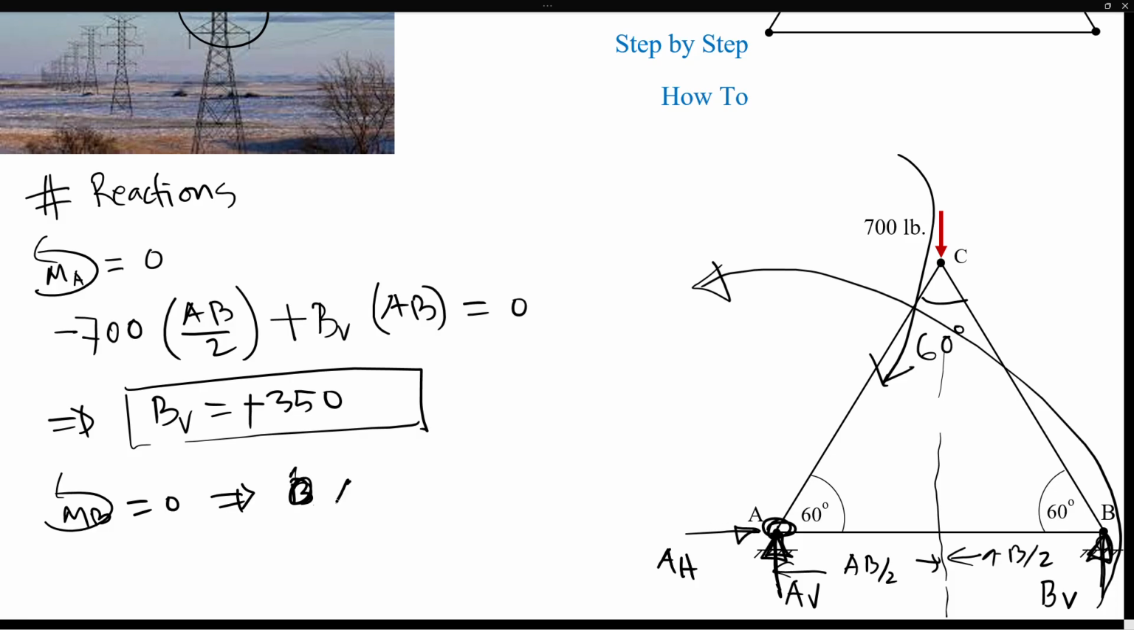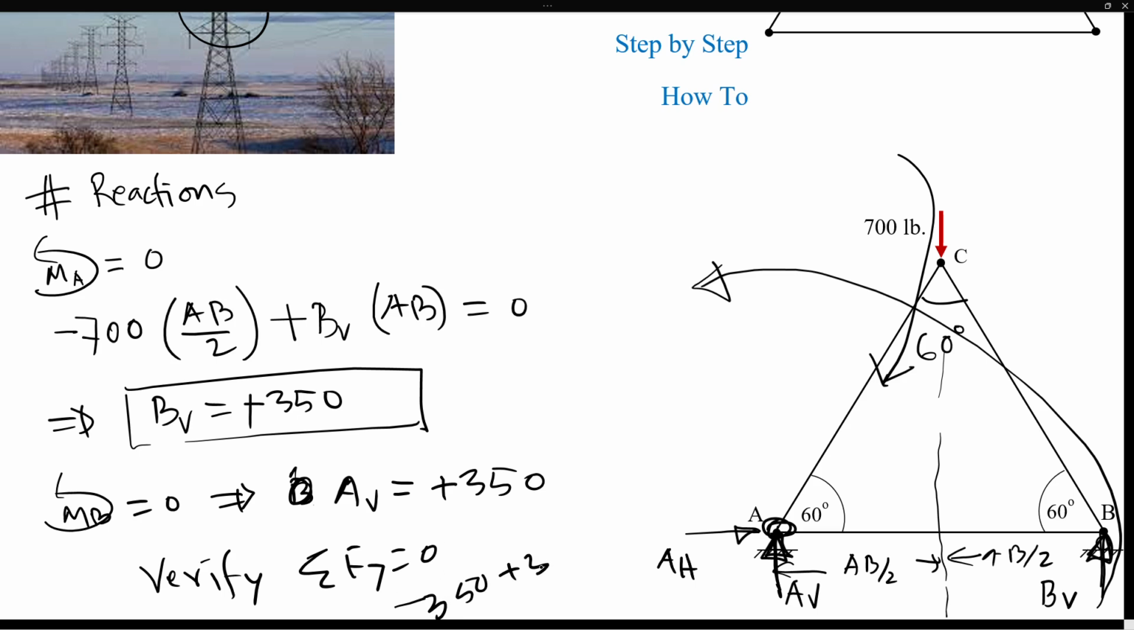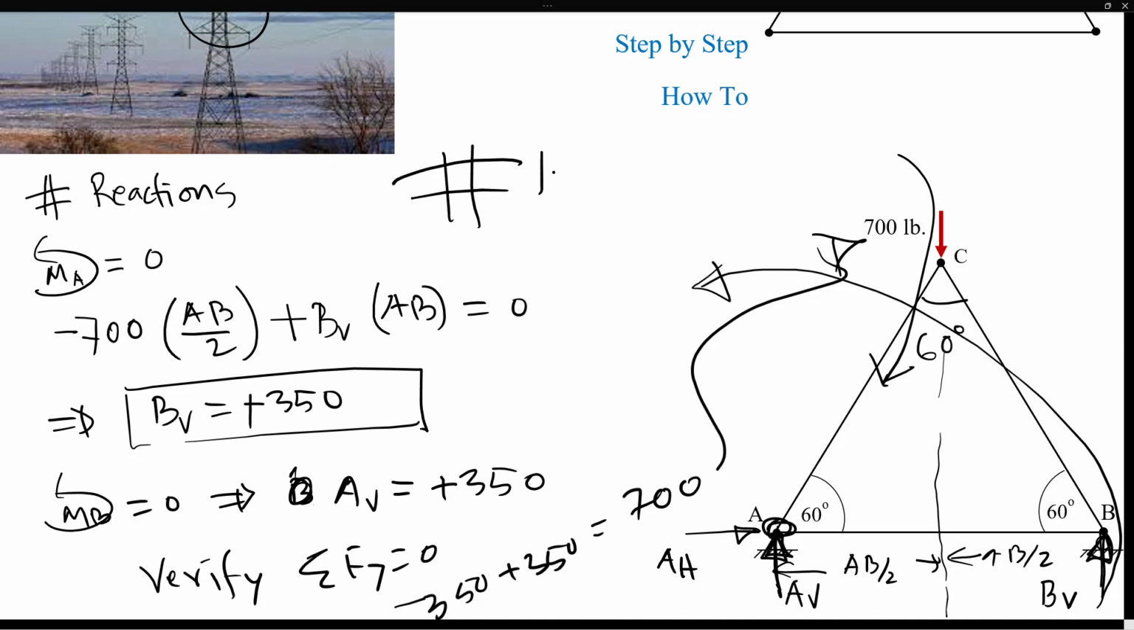However, it's going to be for the vertical component of reaction A. So that's going to be plus 350. You also need to verify your calculation by doing the sum of Fy equal to 0. If you sum your results, 350 plus 350 is exactly equal to the external force right here, 700. So step number one in analyzing a structure is to find the reaction forces.